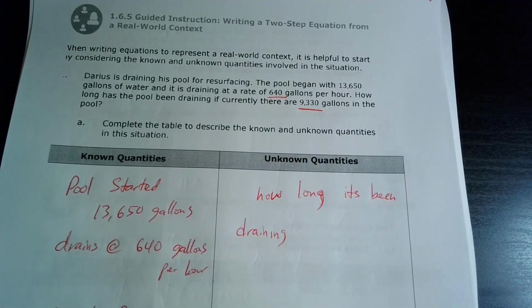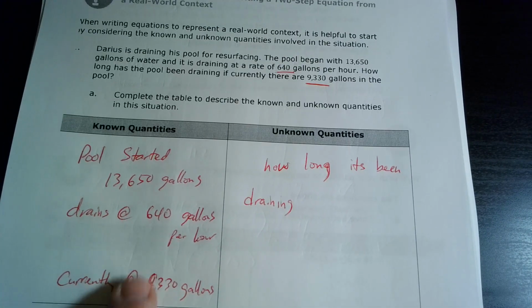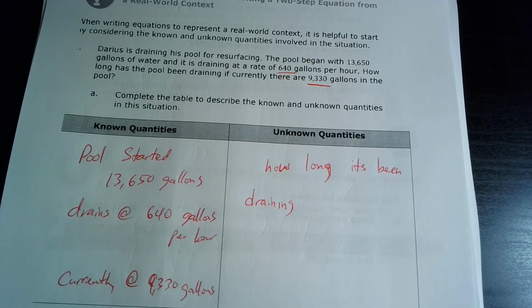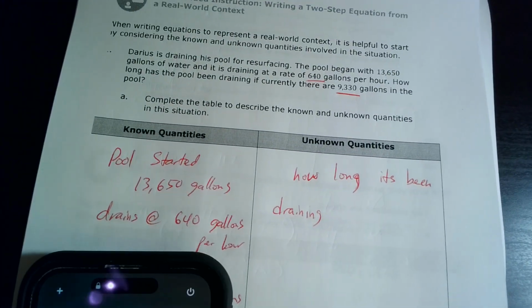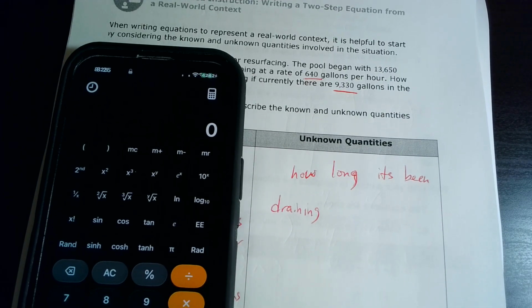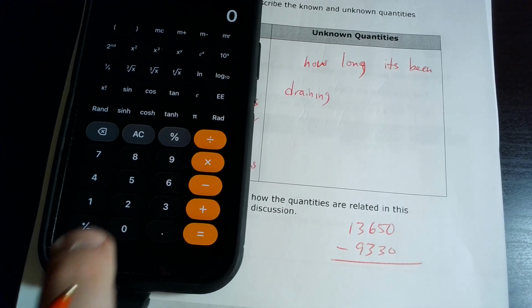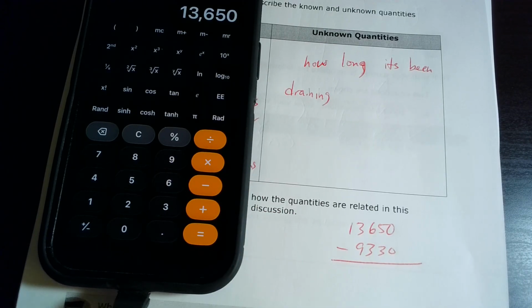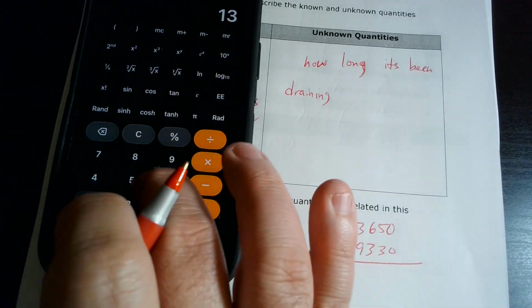So your partner discusses the quantities that are related. Really what you're going to do is take the total and subtract what they currently have. Okay, so I'm off the page again. Sorry. So 13,650 minus the 9,330. Oops. See, I messed that up.